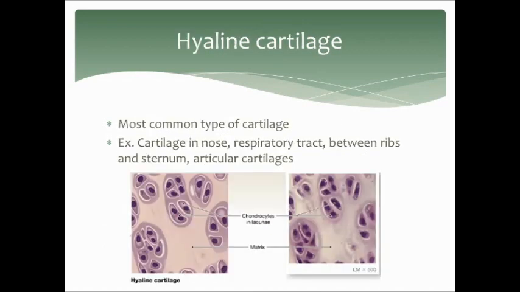Hyaline cartilage is our most common type of cartilage. It's called hyaline because the Latin form of that means like glass. So you can see that in the spaces beside the cells, it's glass-like. It almost looks like ice. Some examples of where hyaline cartilage may be found is the cartilage in your nose, your respiratory tract, between your ribs and sternum, and articular cartilage found at the joint level.